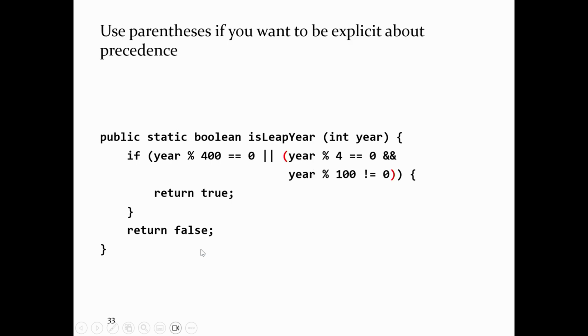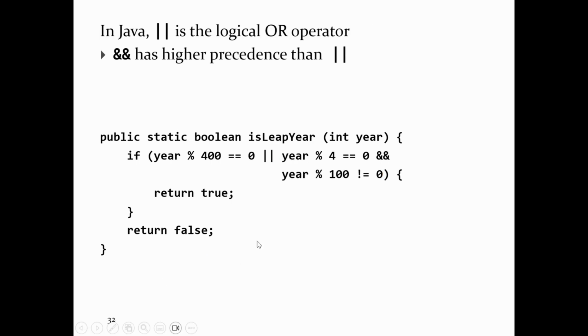Now, this condition all works the way it's written because and has higher precedence than or. When Java goes to evaluate this expression, it sees an or here, it sees an and here. So it computes this part, the year divided by 4 and the year divided by 100 part first, because and has higher precedence. And then it evaluates the or.